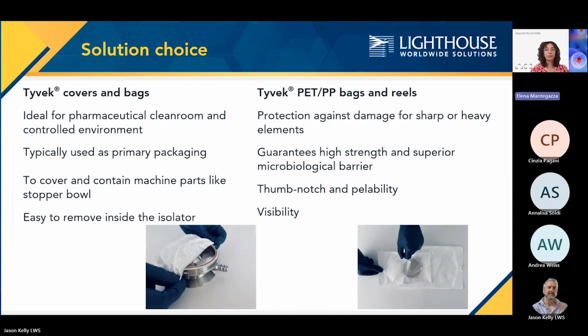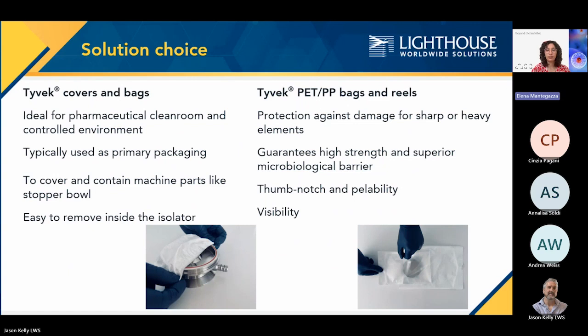On the other hand, we have the Tyvek PET-PP bags and reels that are very useful to protect, let's say, the good outcome of the autoclave cycle when we have items with sharp edges or that are very heavy. It guarantees a high strength and has a superior microbiological barrier.